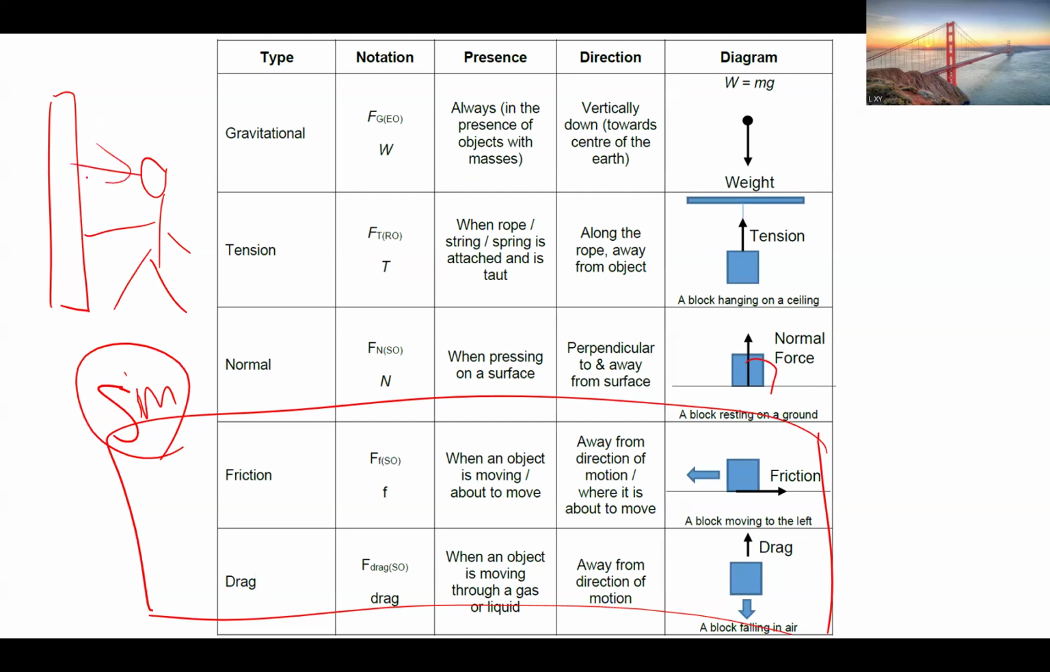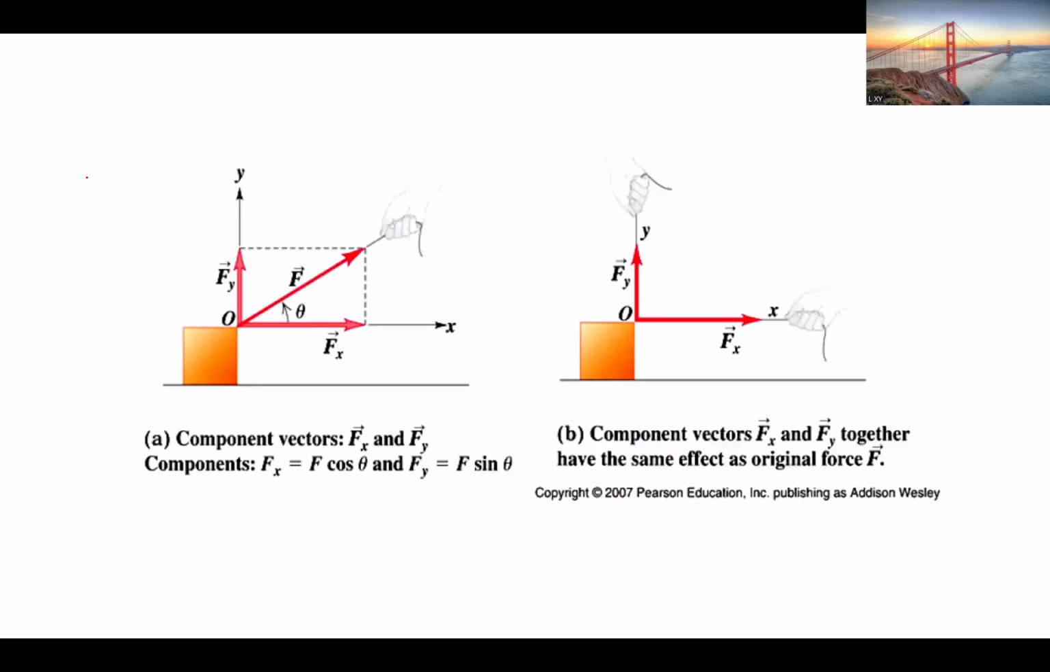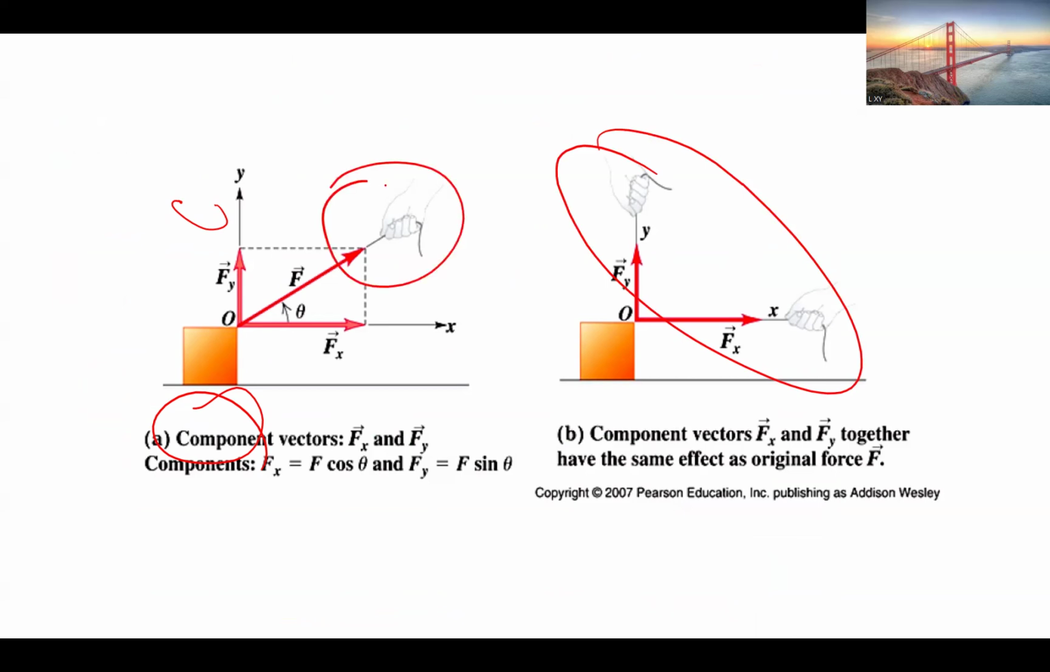Okay, so we can resolve these forces by splitting them into components. These are component vectors, and they're exactly the same if you put them in two directions. We'll talk about trigonometry later on because you have cosine and sine. I'm just going to go over it a little bit.